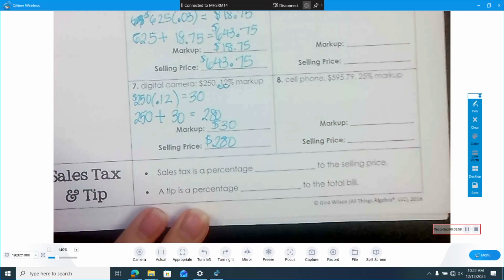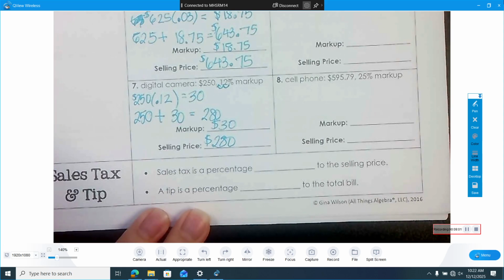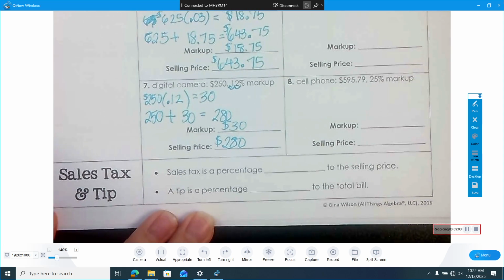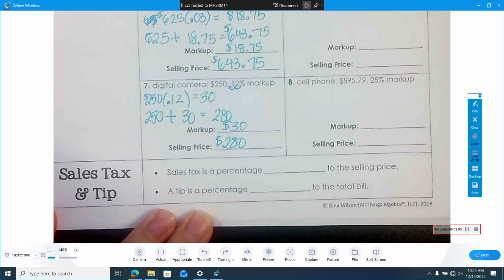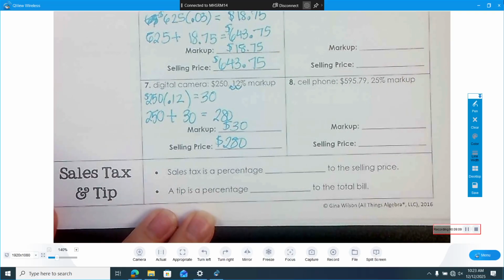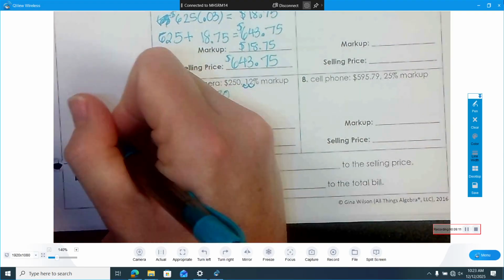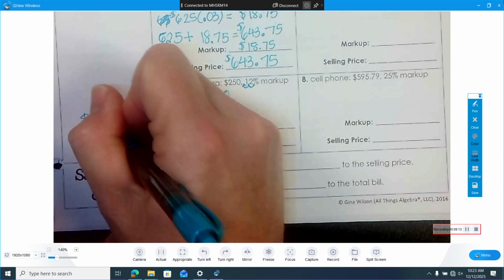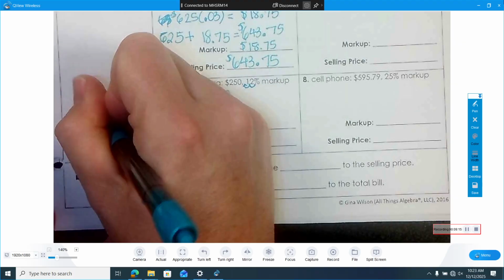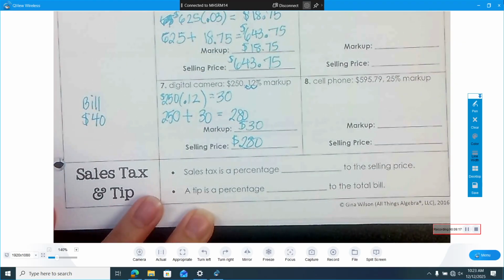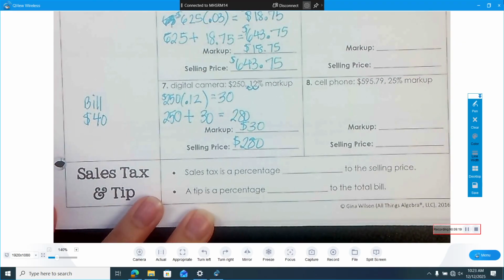So, let's talk about tax and tip. My grandmother taught me how to calculate sales tax, and I just want to go over this really fast. Let's say your bill is $40 at the restaurant. That's the ticket they give you at the end of your meal.